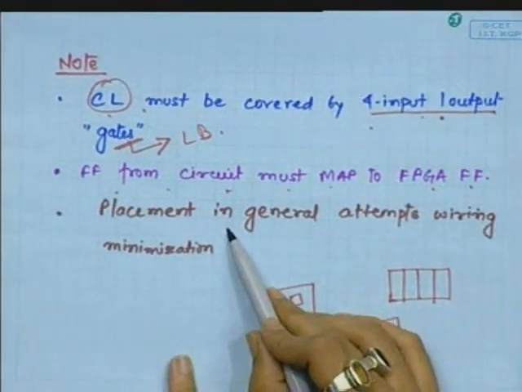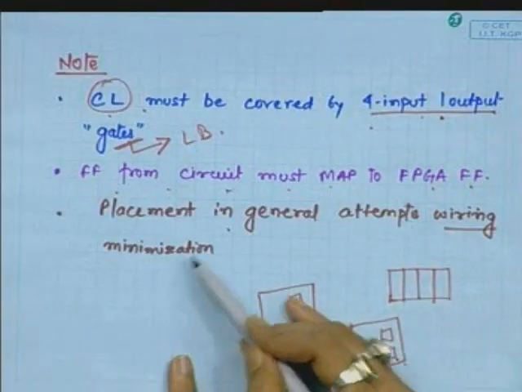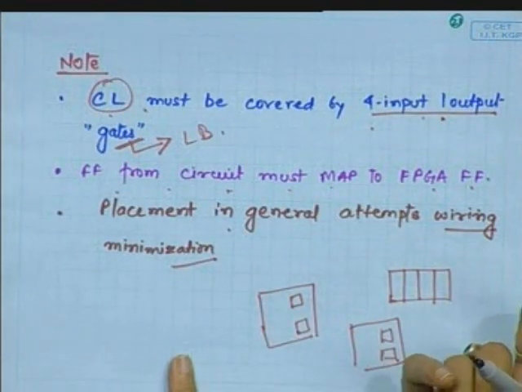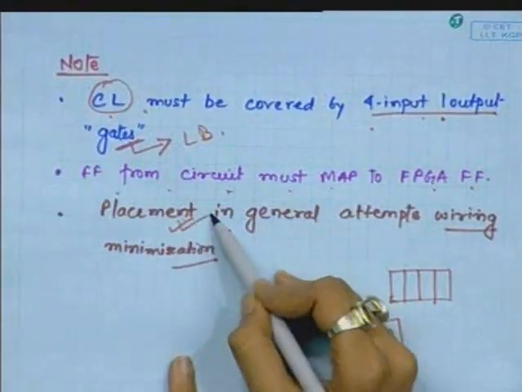Now the placement generally attempts wiring minimization. Because if wiring increases, then delay increases, then speed decreases. So all these decisions are taken at the placement.